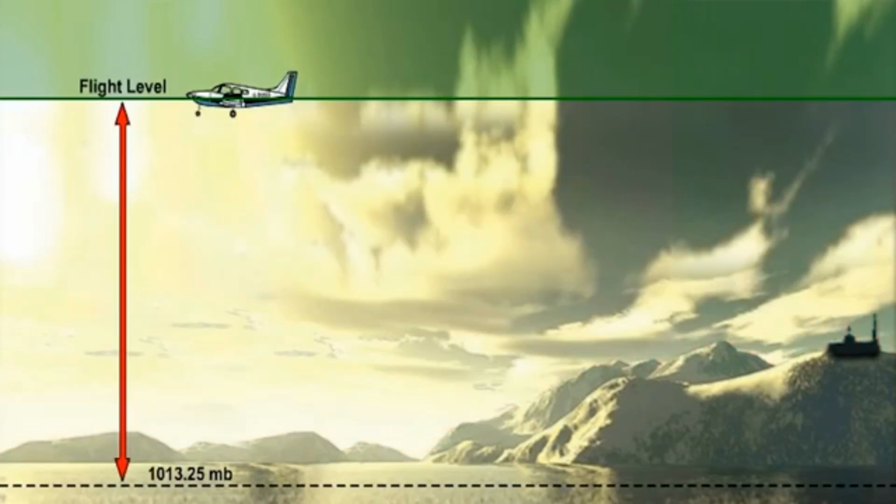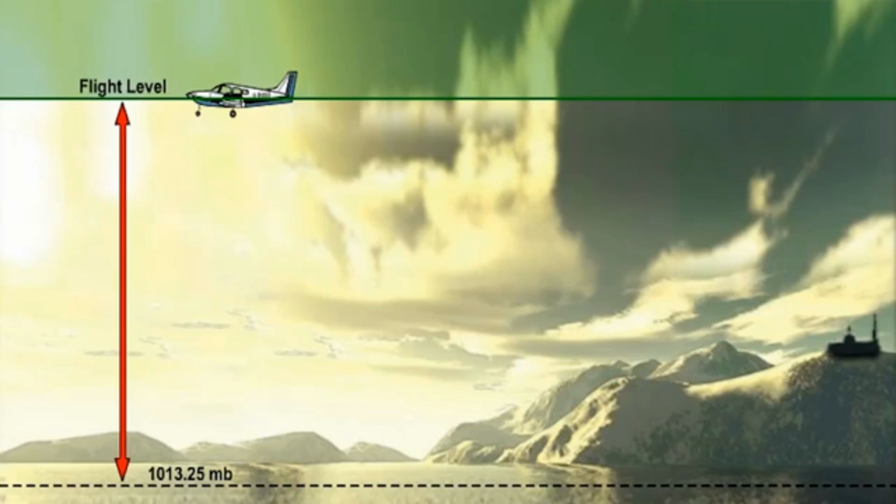Flight levels are surfaces of constant pressure related to the standard pressure datum of 1013.25 millibars. Flight levels are separated by specified pressure intervals. In the United Kingdom, these intervals are 500 feet between transition level and flight level 245, while from flight level 250 upwards they are 1,000 feet.